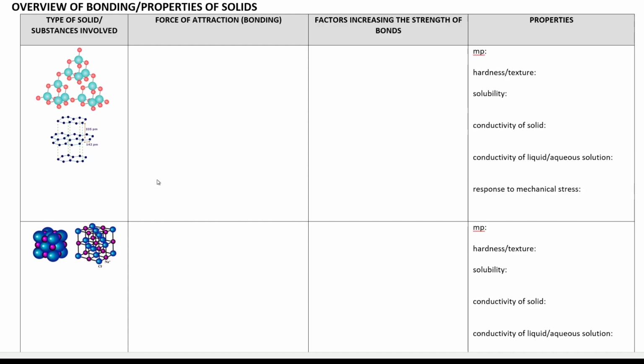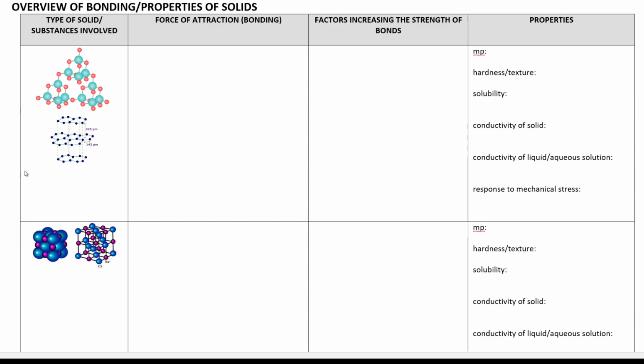In this section, we're going to perform an overview of bonding and specifically look at the properties of solid compounds. There are four types of solid compounds that we're going to look at in this lesson. And the first type of solid compound that we're going to look at is demonstrated over here.